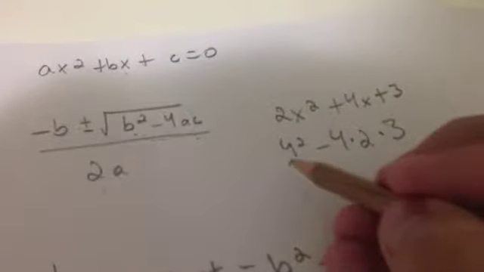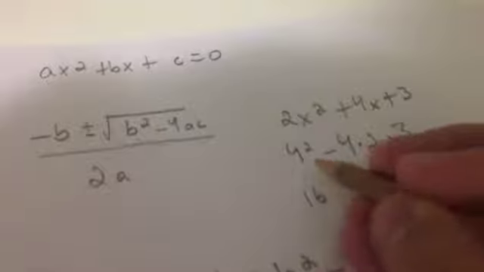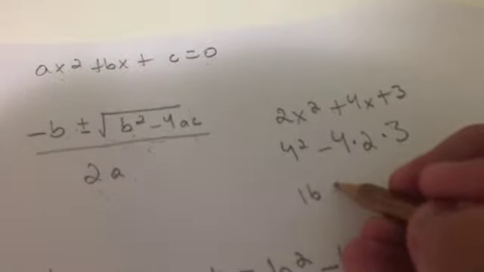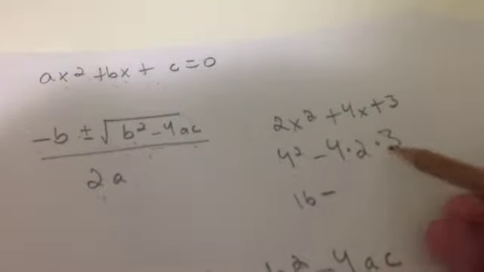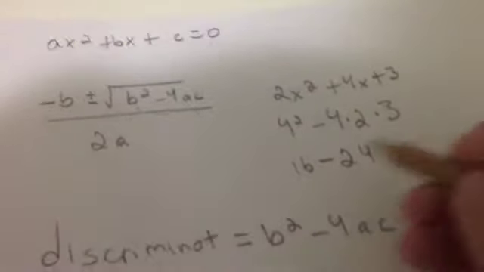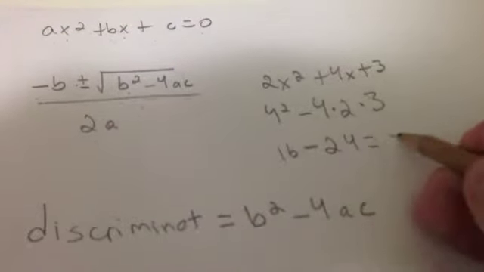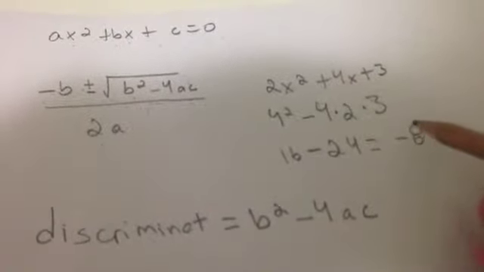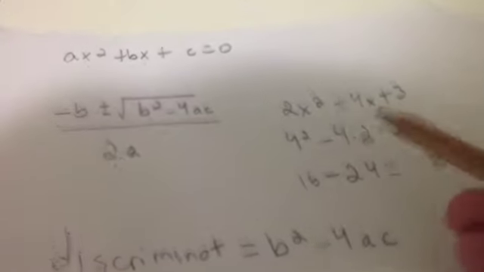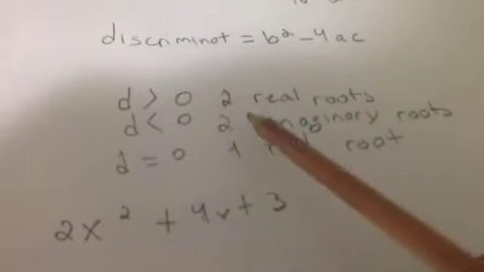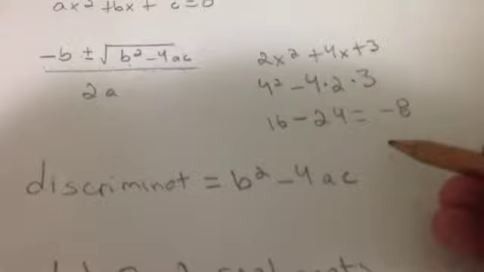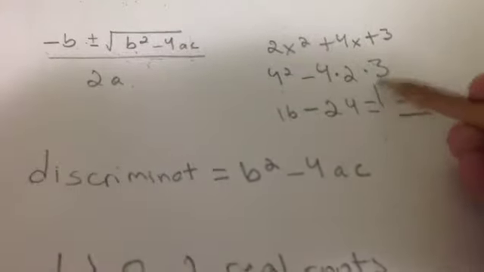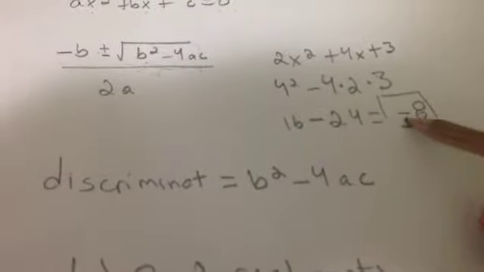So simple math. 16, because 4 squared is 16, minus 4 times 2, 4 times 2 is 8, times 3, 24, so 16 minus 24, which equals minus 8. Again, you can see here, this is a negative answer, so this part here will be negative, and just to recall, this means there will be 2 imaginary roots. But the point here is just to find the discriminant, and this is the discriminant right here.